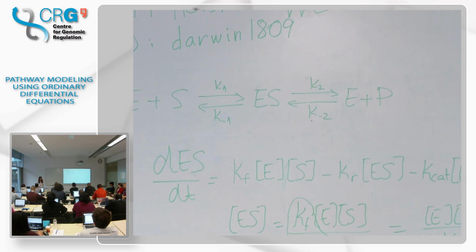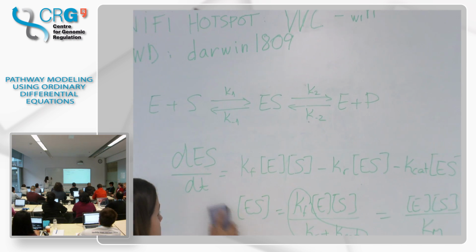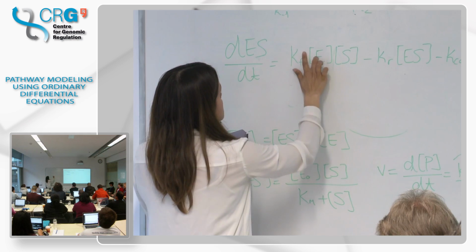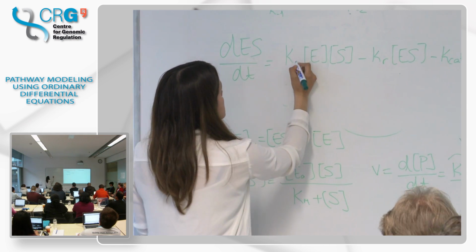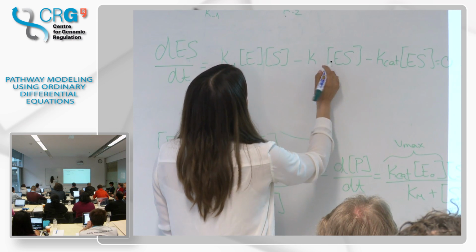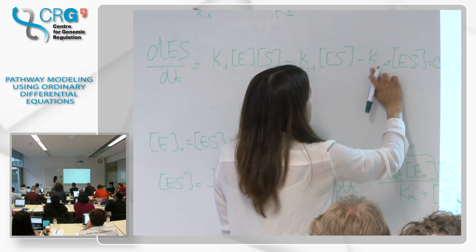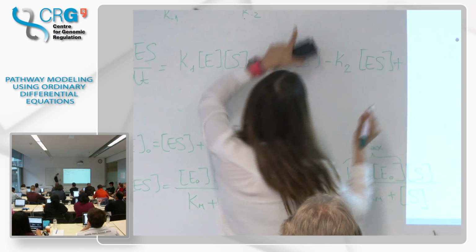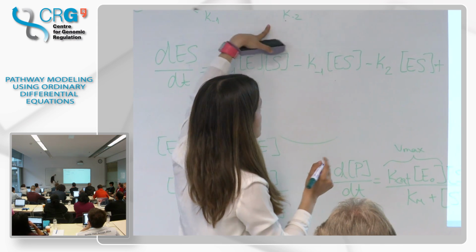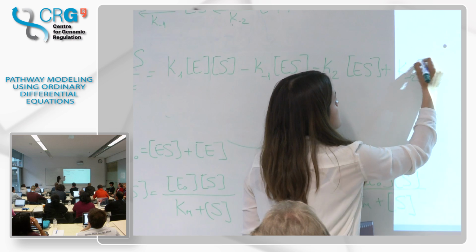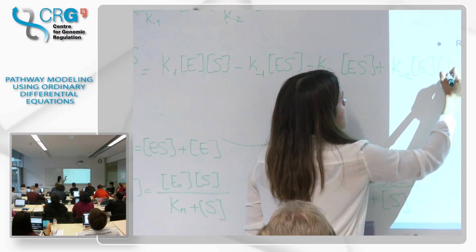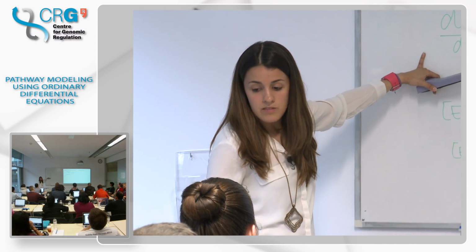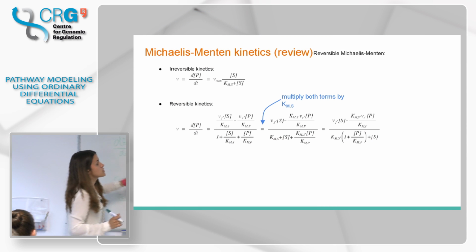So in this case, we have to add a term. So here I'm going to use the new notation. This is K1. This is K minus 1. And this is K2. And we have an extra term because we are also producing this complex via this reaction. So it's K minus 2 multiplied by the enzyme and the product. So with this, we can derive a Michaelis-Menten equation for reversible kinetics, which would be this one.